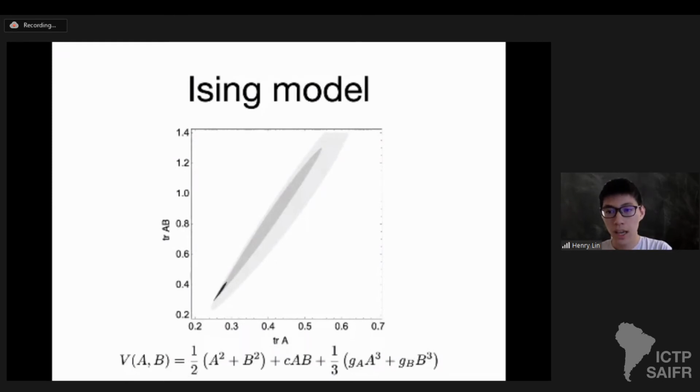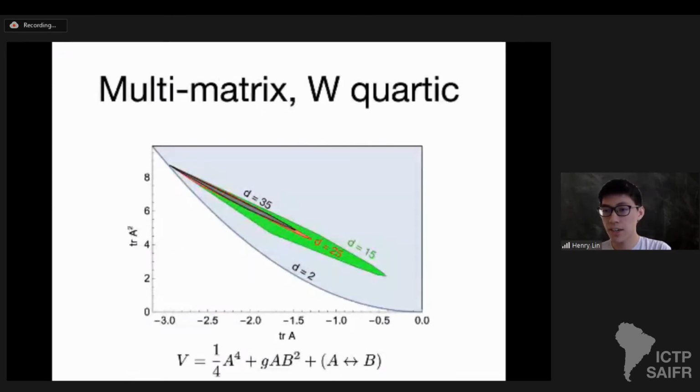A more complicated model, which as far as I know is not solvable, is this multi-matrix model with interaction of the form AB squared plus BA squared at some particular value of the coupling. As far as I can tell, this model is not integrable, and nevertheless, while it's not 100% clear that the model has been solved, there's some numerical evidence that the regions are shrinking to a small region, or perhaps a point, when you increase the number of constraints.